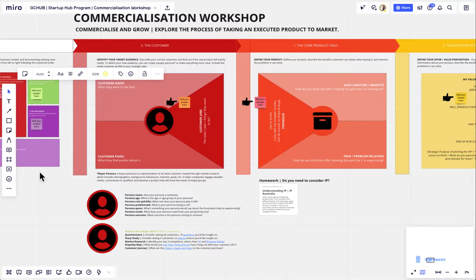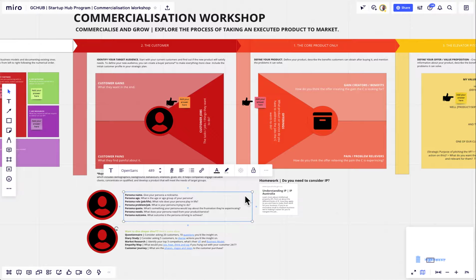Then first and foremost, we'll look at the customer. What are they trying to do? What are they finding particularly difficult about trying to do that? And what are they out to gain or get?